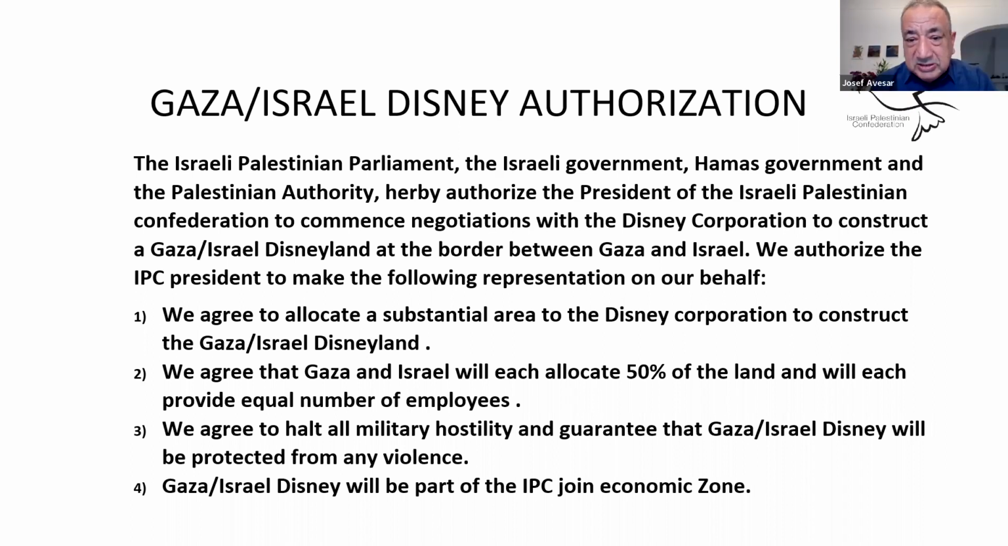Okay, let's share the results. 9 out of 10 agreed, that's 90%. Let's have the Israeli parliament members vote. Do you agree to give the president this authorization? Okay, let's publish the results.